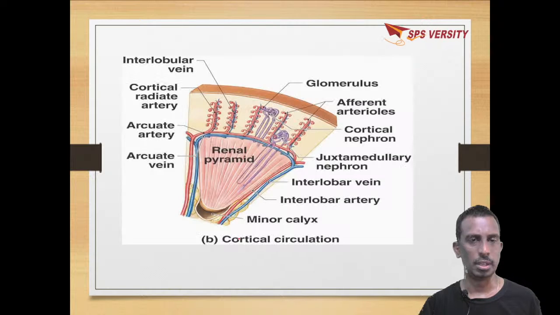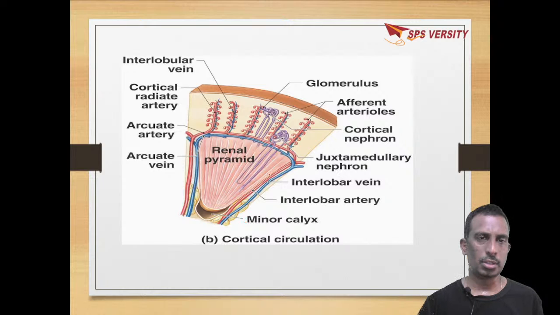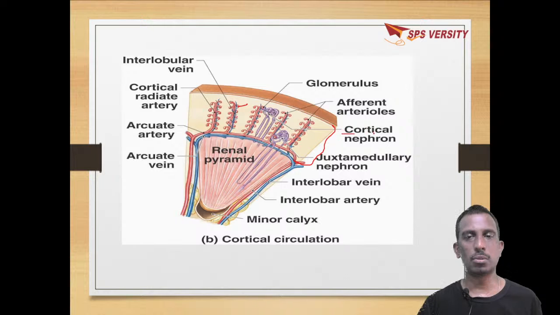Here you can see the cortical circulation. This is the glomerulus, each one is one glomerulus. There are efferent arterioles, and this is the cortex region. The nephrons which are present in the cortex are called cortical nephrons, and those present in the medulla are called juxtamedullary nephrons.